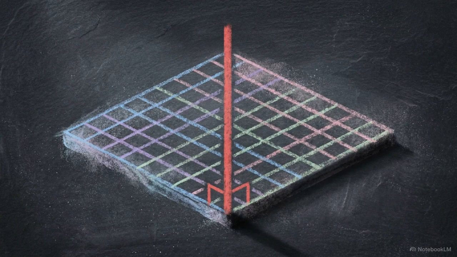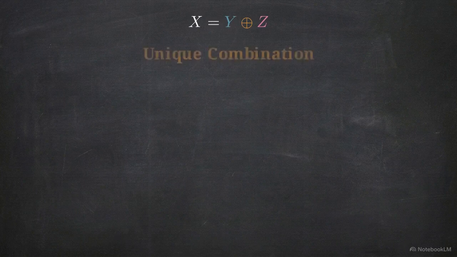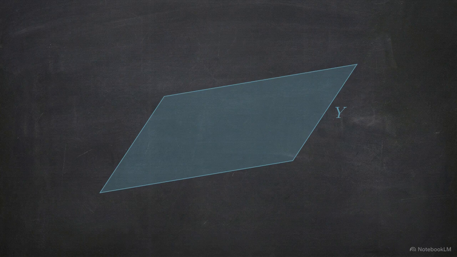provide a better fit. Normally, you can add two vectors together in many ways to get a sum, but if we represent a space as a direct sum, denoted by this circled plus symbol, every vector in the space has exactly one unique combination of parts. To achieve that unique split, we need the orthogonal complement, y perp.